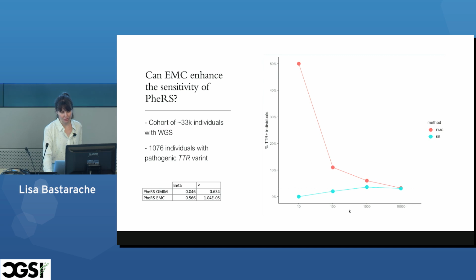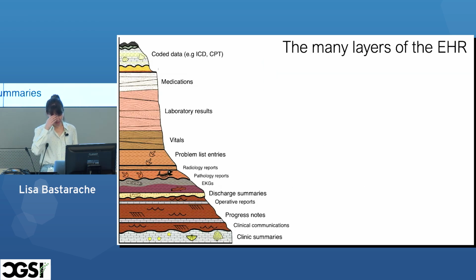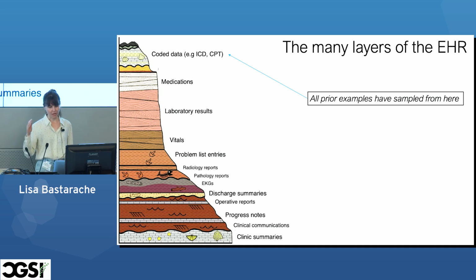It looks like using the EMC version of the phenotype risk score enables us to actually discriminate between individuals who carry the TTR pathogenic variant versus not. And I guess I made my talk too long, sorry guys, but in the waning moments, all of the stuff that I've shown right now actually just uses very high level coded data, ICD data from the EHR.